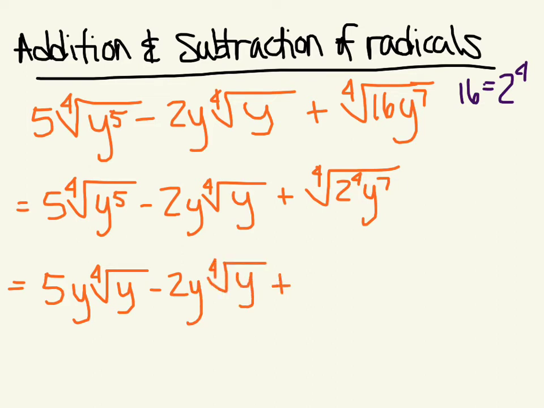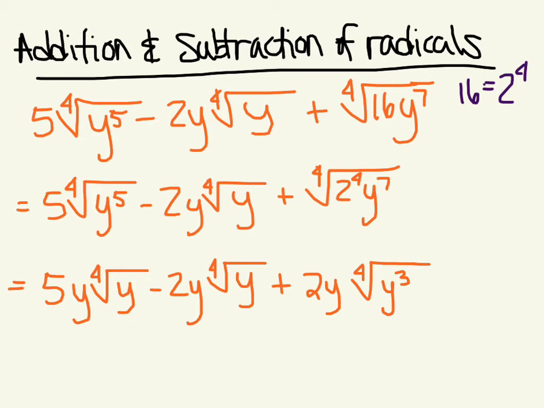But now this one, the 4th root of 2 to the 4, 4 goes into 4 once, with 0 left over. And then we see that 4 goes into 7 twice. I'm sorry, it goes into 7 once, but it has 3 left over. So we're going to have a y, but then a y cubed left inside. And now we can see that these two terms are like terms.